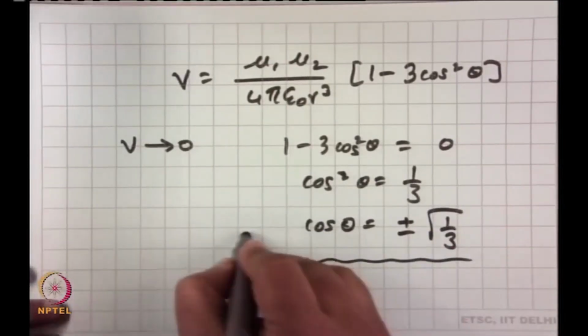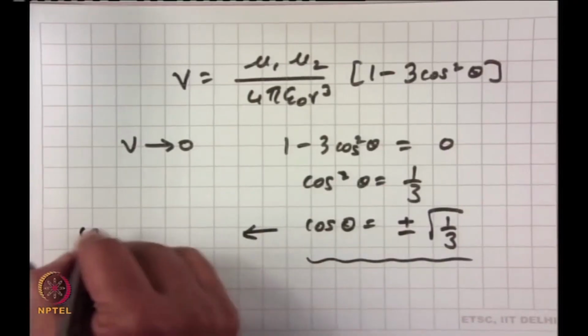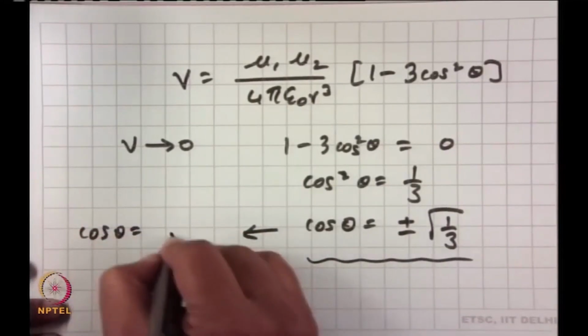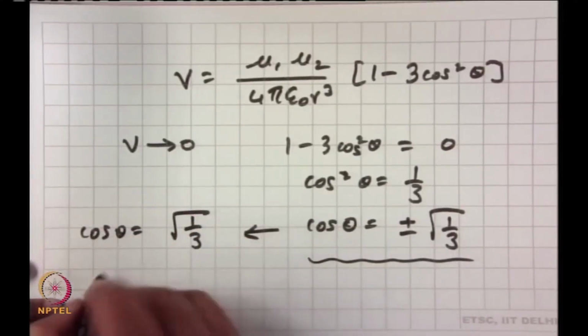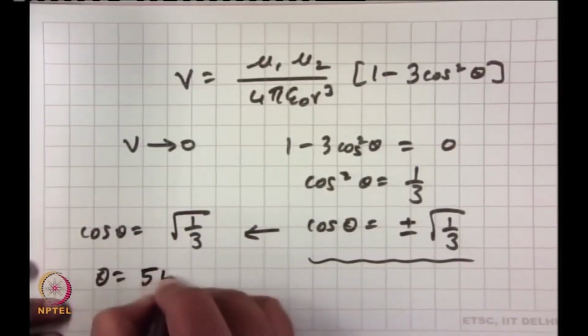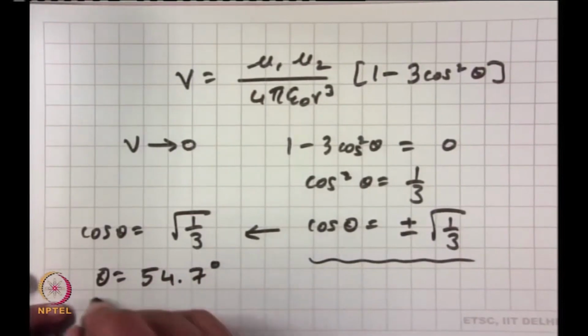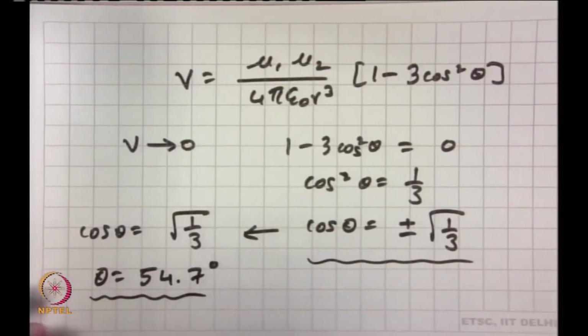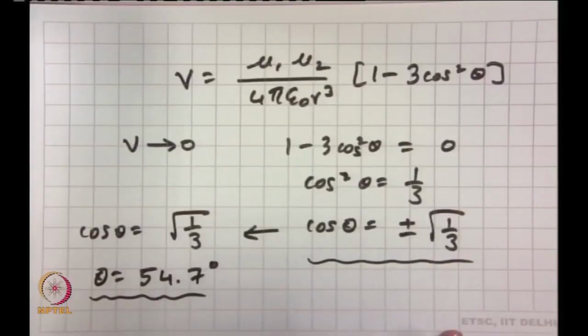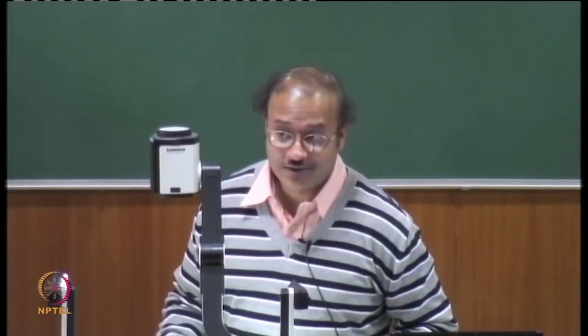Now based on this, if cosine of theta is equal to root of 1 by 3, then theta comes out to be 54.7 degrees. In some sense, this will come back to later in the course when we talk about fluorescence, but you can realize one thing. If you have two dipoles oriented at this angle, it is essentially a magic angle. That means you do not have any interactions.